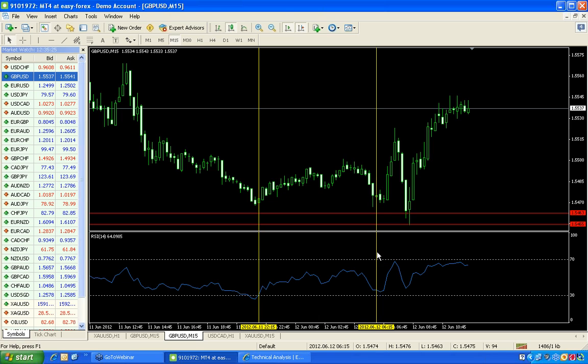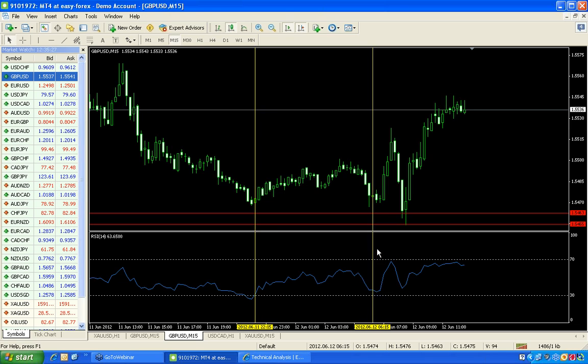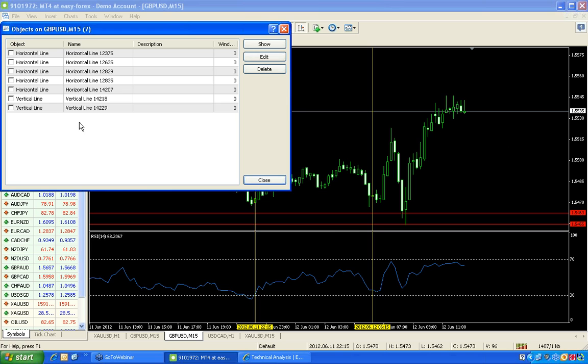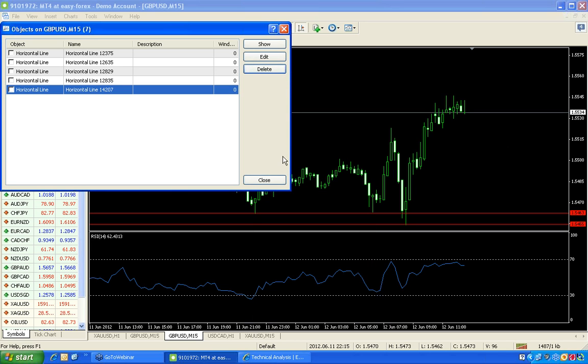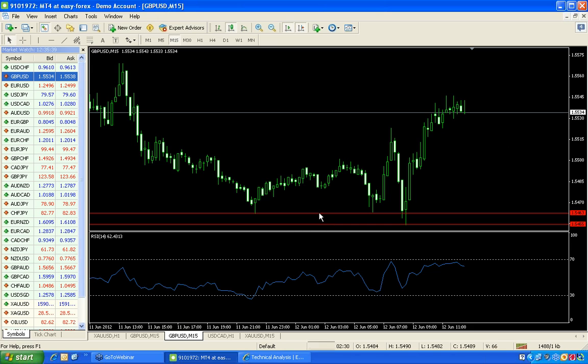This is actually giving us a signal. Just get rid of these two vertical lines. Okay, so let's focus on this signal. I've shown you here, the sterling to US dollar comes to a new low. The RSI also comes to a new low. We have no signal at this point.